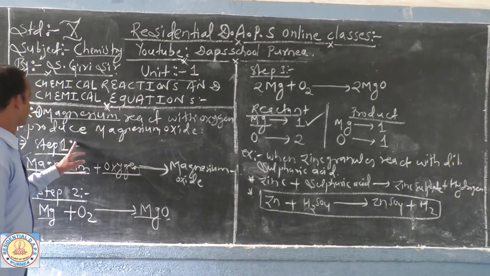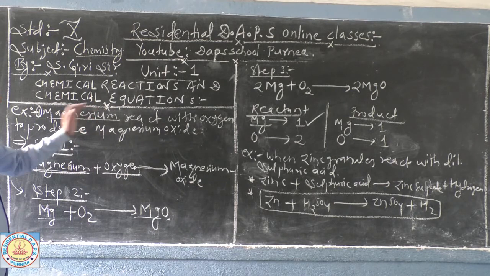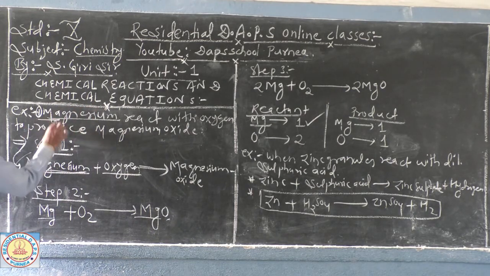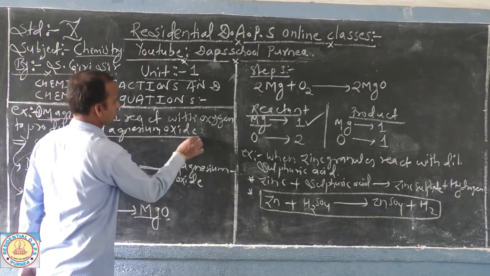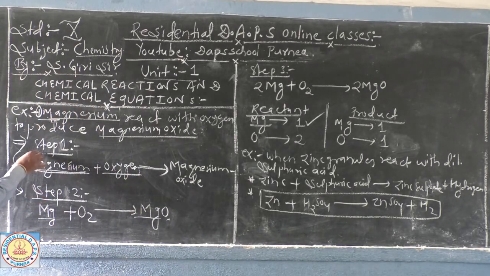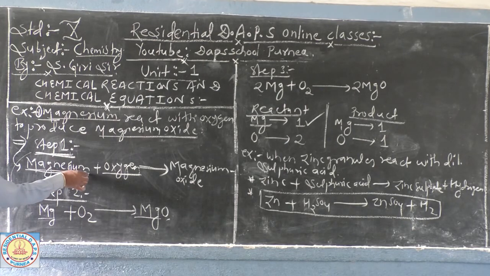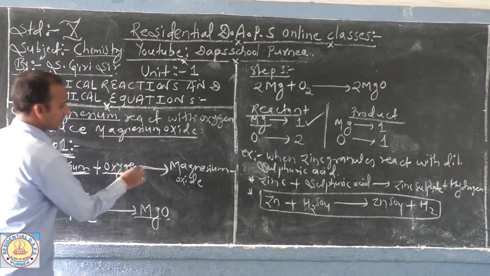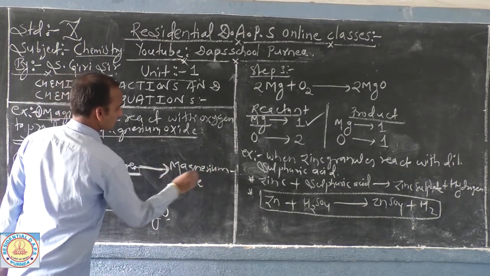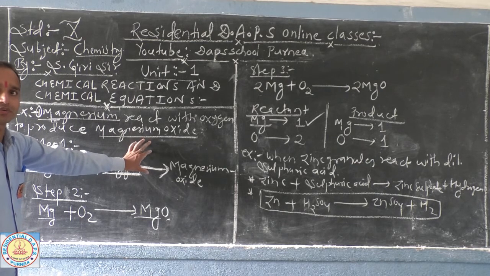So now dear students, here is how to represent the chemical equation. Now I have written example number 1 here. What happens when magnesium reacts with oxygen? Then obviously magnesium oxide is formed. Now let us write step number 1, the word equation of this reaction: magnesium plus oxygen react to produce magnesium oxide. This is in word form, so it is known as the word equation.